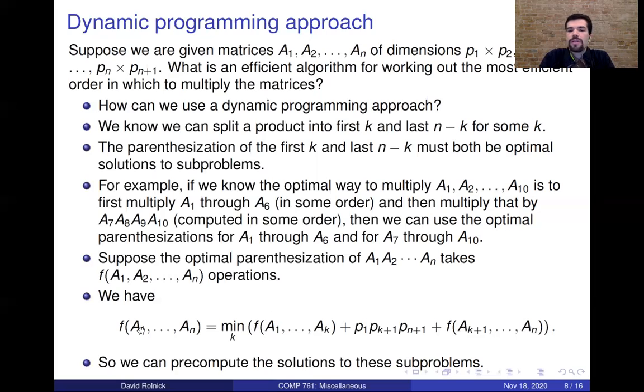And if we were to split it, say a1 through a6 and then a7 through a10, we would have the total number of operations being function of a1 through a6, plus function of a7 through a10, plus p1 times p7 times p11, which are the dimensions of those matrices. So if we're multiplying this by this, then it would just be the first dimension of this matrix times the second dimension of this matrix times the last dimension of this matrix.